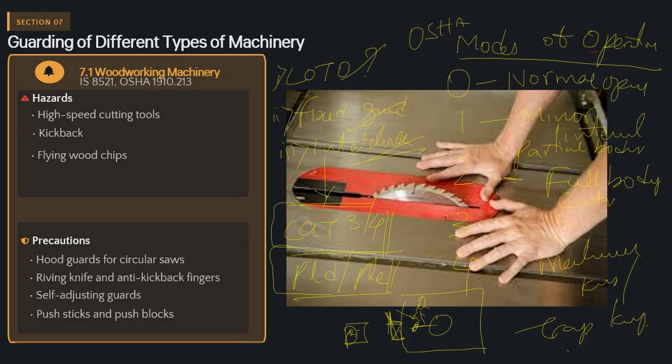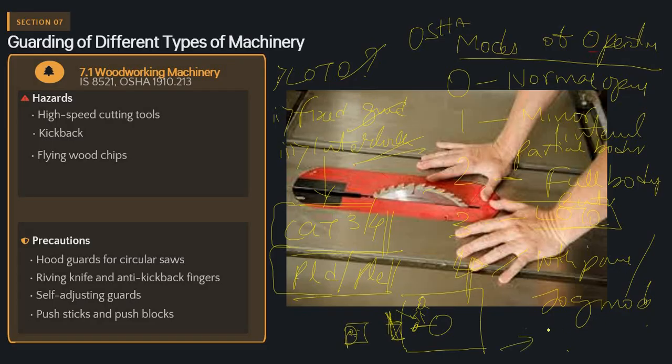Mode 3 is nothing but lotto, as you know, whenever you are working at the door. And mode 4 is when you do some kind of trial runs and verification with power on. I can also say jog mode. So this comes under mode 4. In jog mode, ensure that the jog has a two hand operation, not a single hand operation. So this comes under modes of operation.